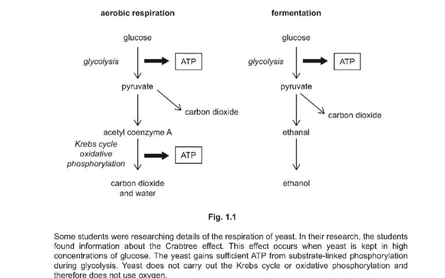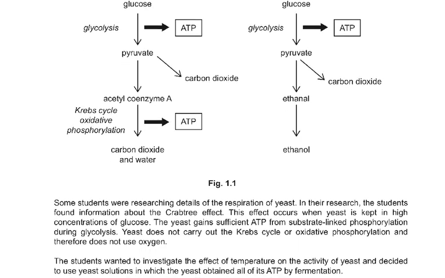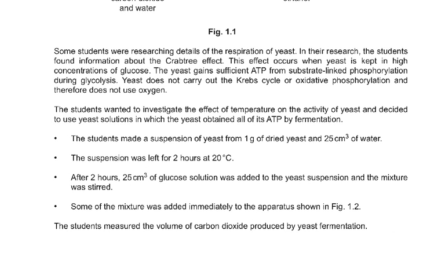Some students were researching details of the respiration of yeast. In their research, the students found information about the Crabtree effect. This effect occurs when yeast is kept in high concentrations of glucose. The yeast gains sufficient ATP from substrate-linked phosphorylation during glycolysis. Yeast does not carry out Krebs cycle or oxidative phosphorylation and therefore does not use oxygen.